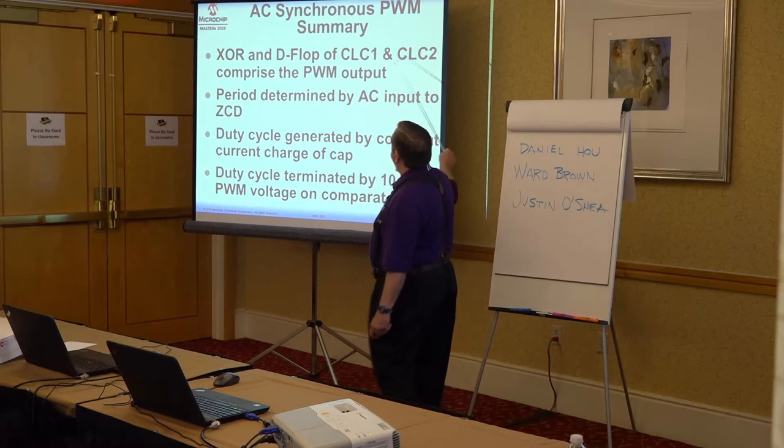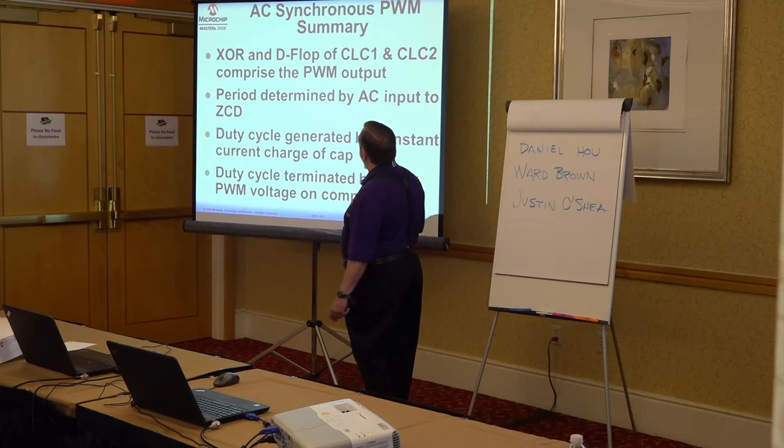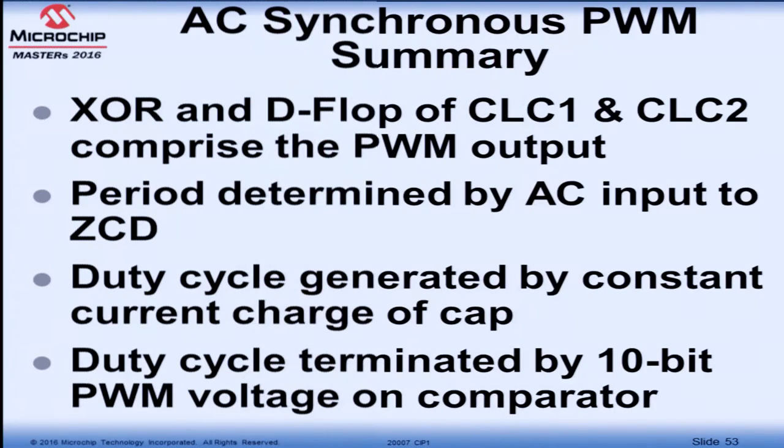So this first sentence is a little bit confusing. Every time I read it, I don't know what it's telling me, but it's essentially just that we have the exclusive OR of the input and the intermediate holding stage that comprises the PWM output. And the period is determined by the AC input through the ZCD. Duty cycle is generated by a constant current charge of the cap. And the duty cycle is determined by the 10-bit PWM voltage coming from that other section.